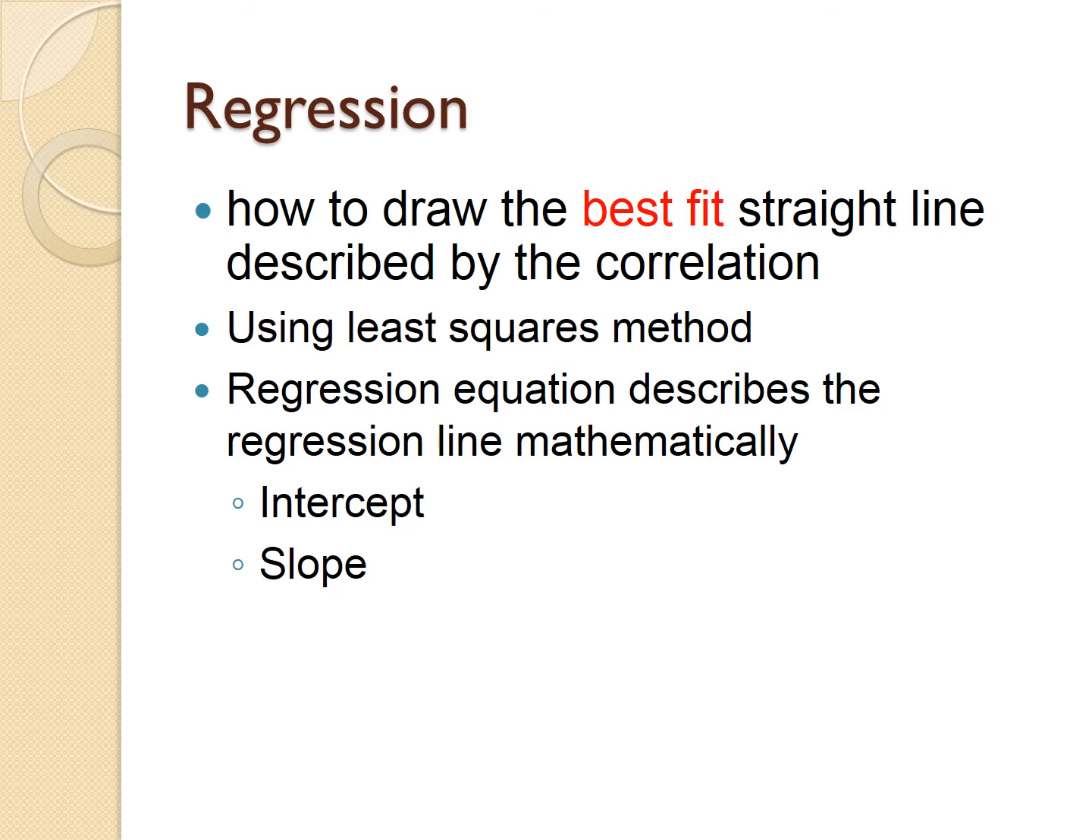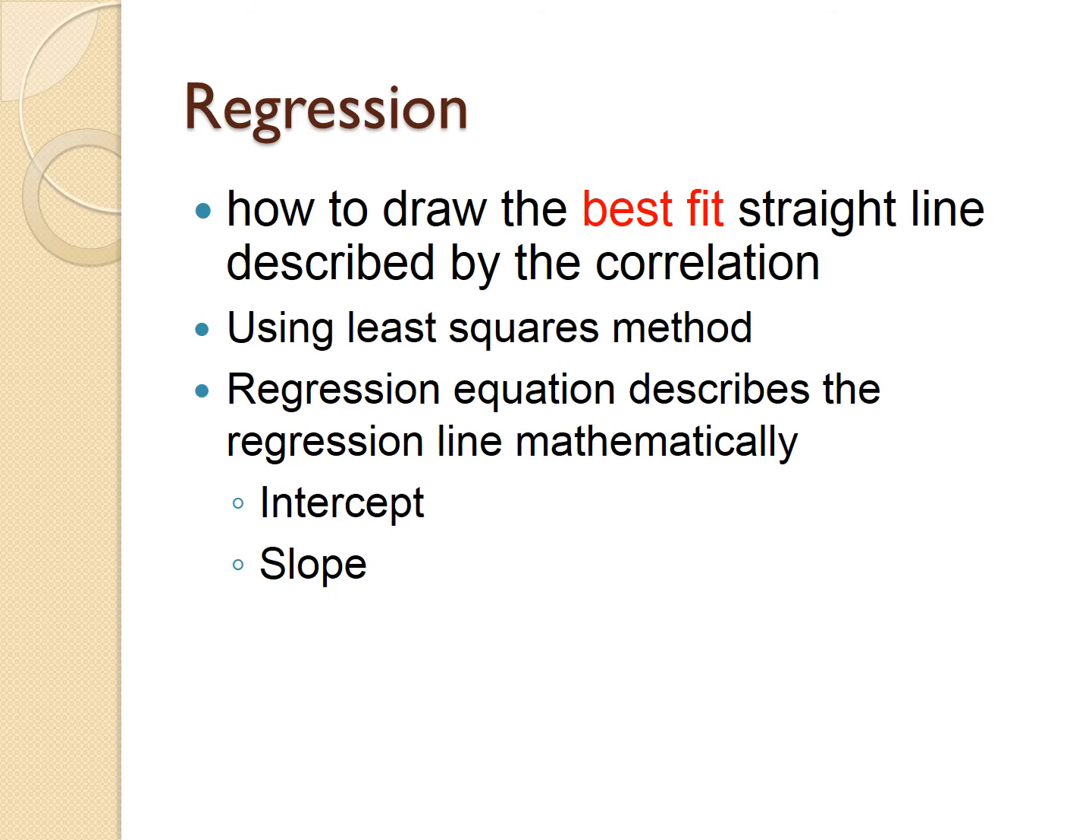After studying the relationships between two variables, researchers often want to be able to make predictions on the value of one characteristic from the knowledge of another. The statistical method that allows us to study relationships and also enables us to make predictions is called regression. The whole concept of linear regression is to draw the best fit straight line described by the correlation of the two variables.